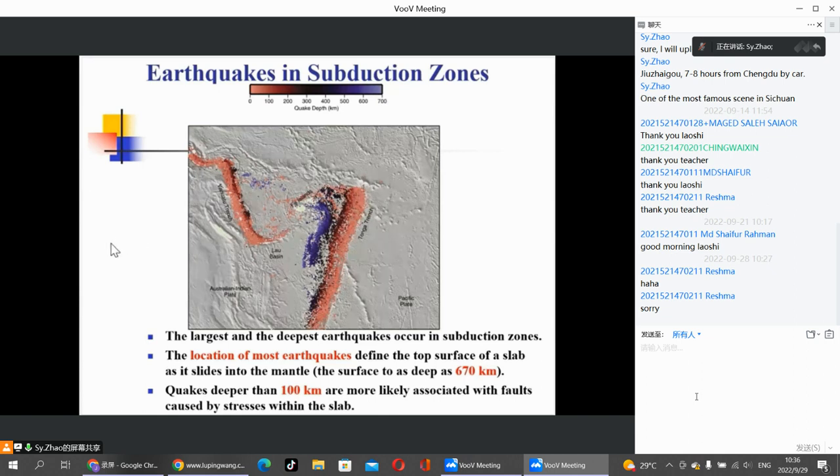and the surface goes as deep as 670 kilometers. And quakes deeper than 100 kilometers are more likely associated with faults caused by stresses within the slab.